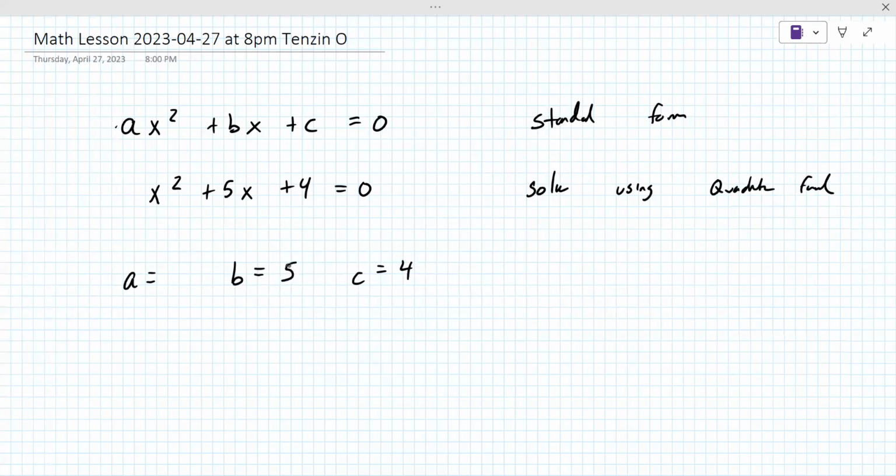Good. Now, whenever there's nothing written in front of a variable, there is a 1 there in front of the x. So now what would the value of a be? 1. Good. All right.